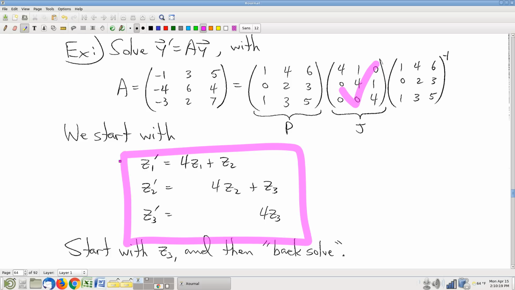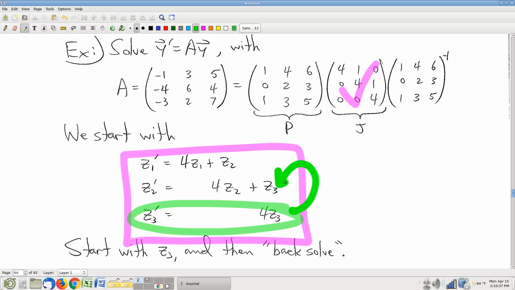I mean, there's Z3s in my Z2 equation, there's Z2s in my Z1 equation. So the good news is, the Z3 equation is fine. I can solve for Z3. Nothing else but Z3s in my Z3 equation. Then, once I've solved for Z3, I can plug that into there, and I can solve for my Z2. And then once I solve for Z2, I can plug that into there, and I can solve for my Z1.